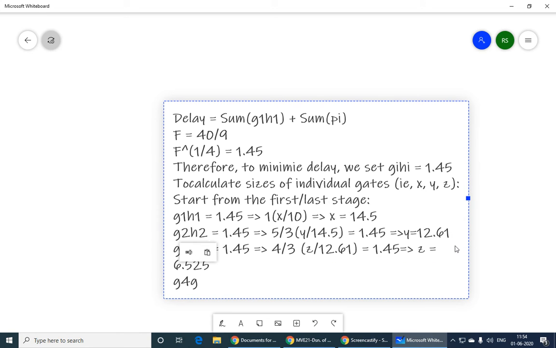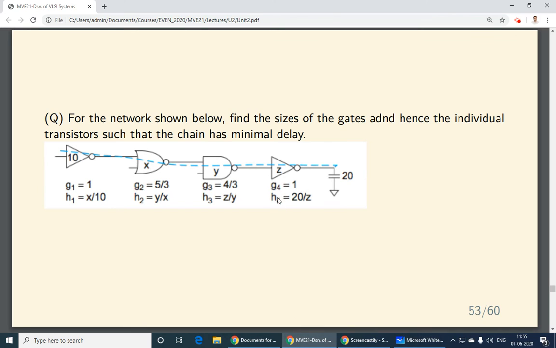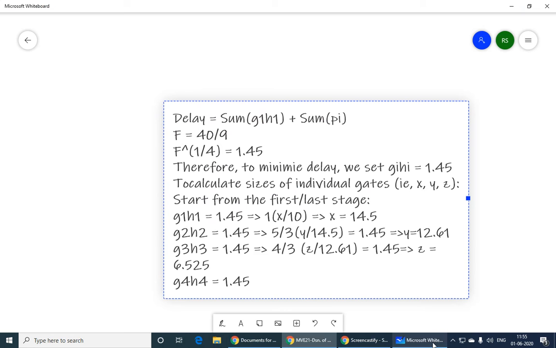Now finally, the last stage. Here we can see something interesting. This is also 1.45, right here, but we know Z, we know output capacitance, we know input capacitance. There's nothing to calculate. But what we can do is a check. If the calculations we did were correct, then automatically G4H4, using the Z that we already know, should give us the same value 1.45. So let us check that. G4H4 equal to 1.45? That is, we are going to check if it is equal to 1.45.